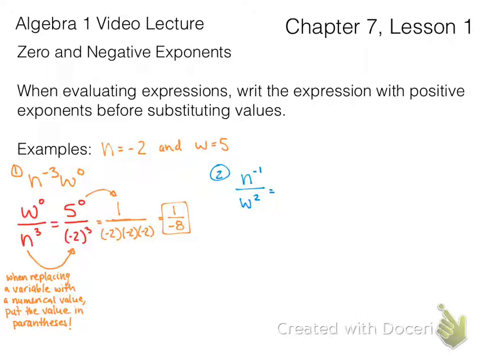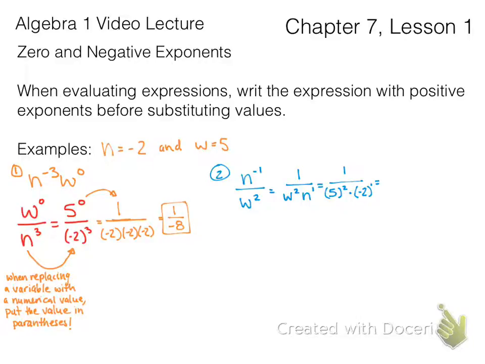Isn't this answer so much more friendly than that answer? Yes, I quite concur. All right, so now we have n to the negative 1 over w to the second. The negative exponent is going to tell the n to move, which is going to give me 1 over w to the second, n to the first.